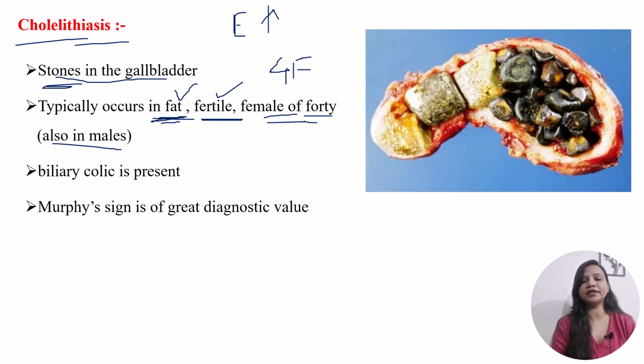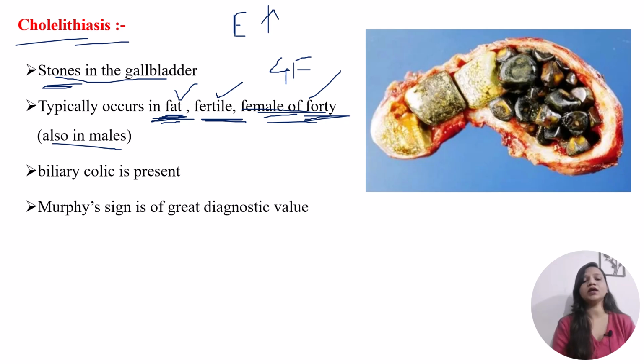And in the age of 40, especially, there is less bile production, meaning there is less ability to dissolve cholesterol in the gallbladder. So if there is high cholesterol in the bile, because of the less bile present there is less ability to dissolve that cholesterol, and also gallbladder motility weakens, which causes sluggish emptying of the cholesterol and bile, which will lead to precipitation of cholesterol and formation of gallstones. That's why it is mostly common in fat, fertile females of 40.